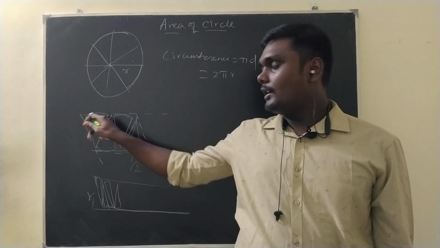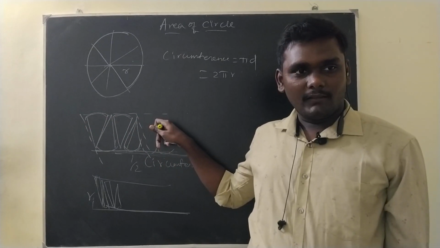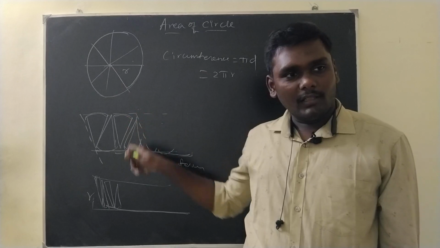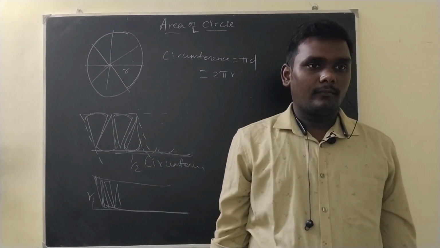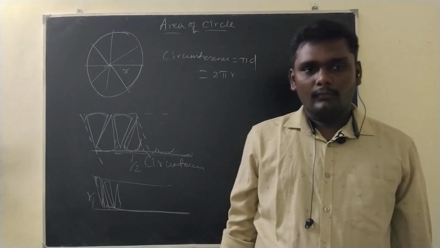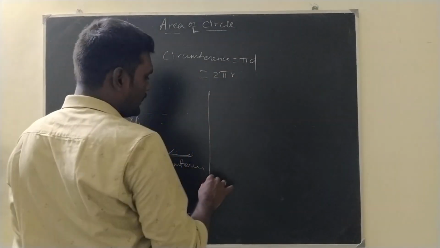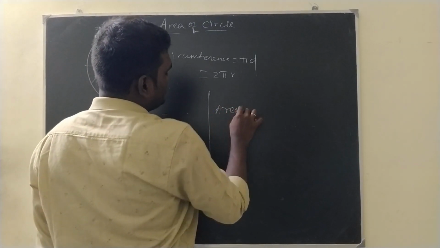Then how many curvy parts may we have? Half of the circumference. Understood? In the same way, half of the circumference will be here. So what is the breadth of this rectangle then? Half of the circumference. That is it. Now the area of this rectangle is our area of the circle.